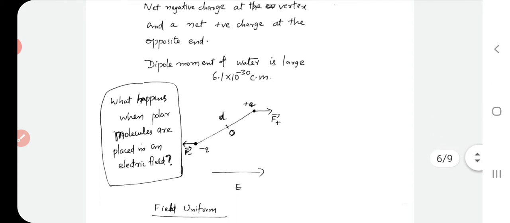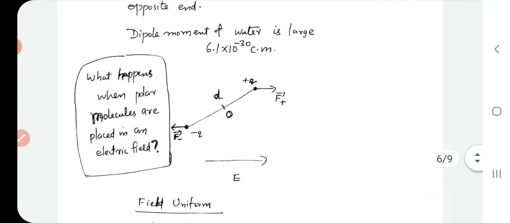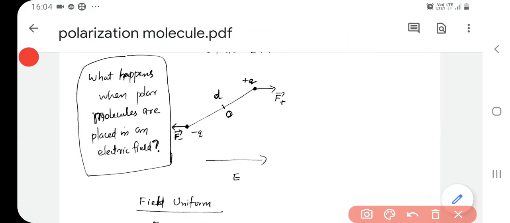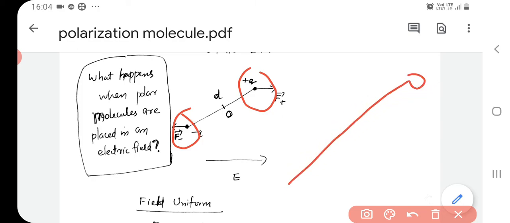Now what happens when a polar molecule is placed in an electric field? Suppose I place a polar molecule in an electric field. It has a dipole moment, so a positive charge here, a negative charge here. You know what a dipole is? A dipole consists of a positive charge and a negative charge separated by a distance d.